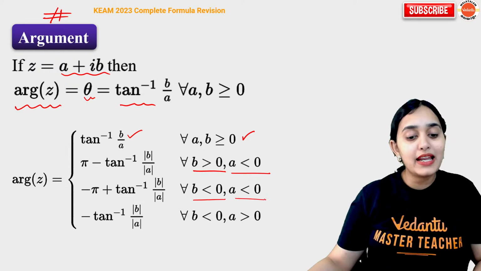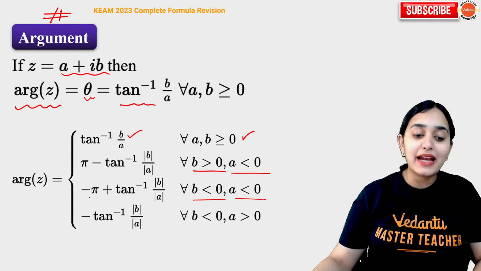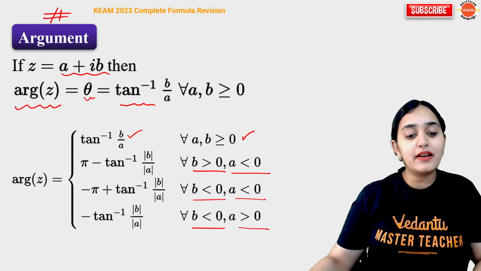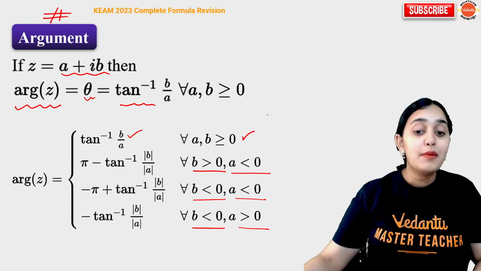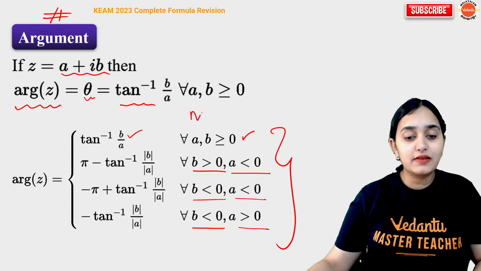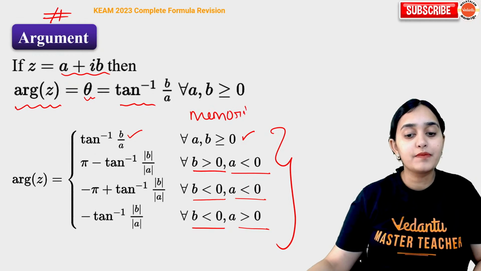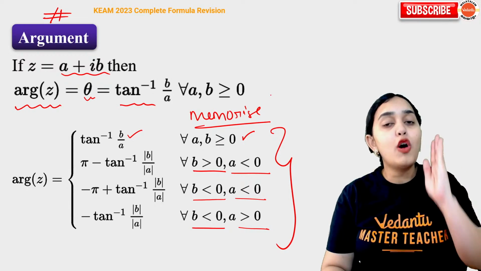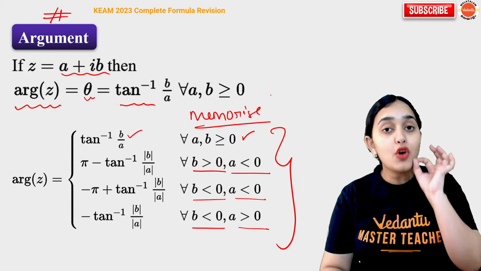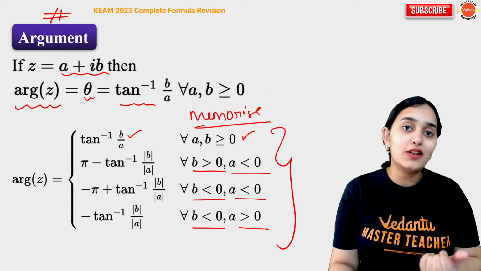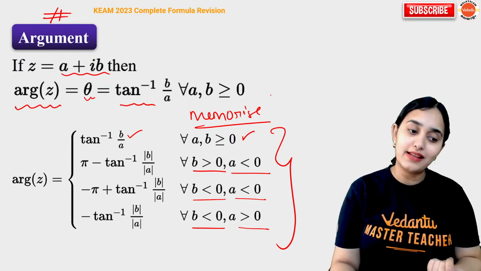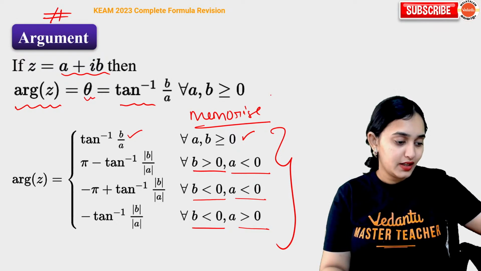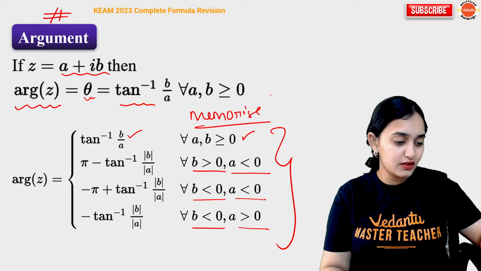If b less than 0 and a less than 0, both are negative, then minus pi plus tan inverse b by a. And if b is less than 0 and a greater than 0, minus of tan inverse of mod b by a. Please memorize this. Why? Because in the exam, argument always comes. So you should always check whether a is less than 0 or greater than 0, and b is less than 0 or greater than 0. Fine. Everybody understood?